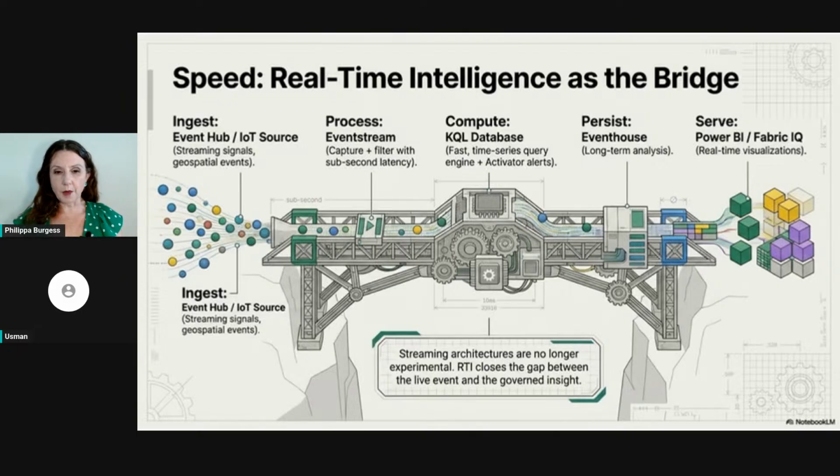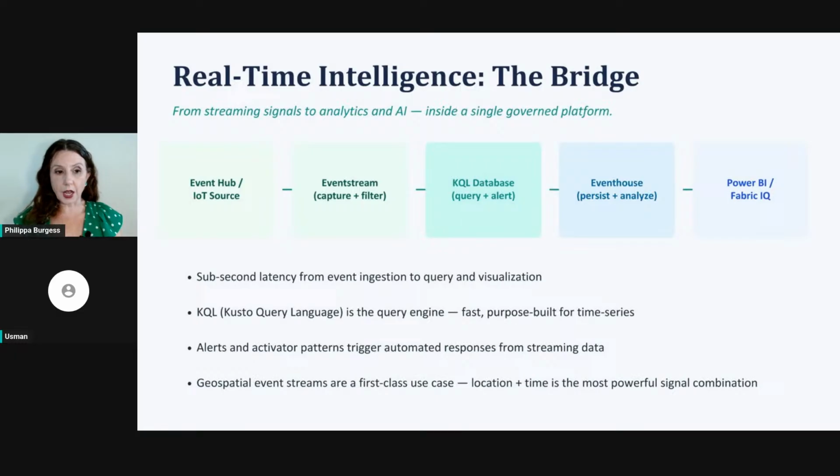So with your event streaming, you capture and filter with sub-second latency. Then you compute it through a KQL database, a fast time series query engine, and Activator alerts. That moves you to a persisted Eventhouse for long-term analysis. And then you can serve it using Power BI and Fabric IQ for real-time visualizations. So streaming architecture is no longer experimental. RTI closes the gap between a live event and the governed insight. And again, a lot of IoT has a geospatial component to it, where things are happening. So that's where KQL is most applied.